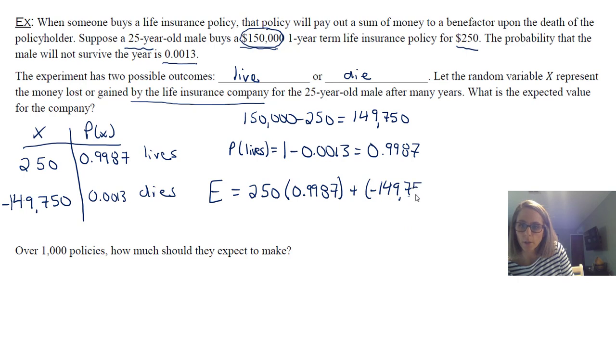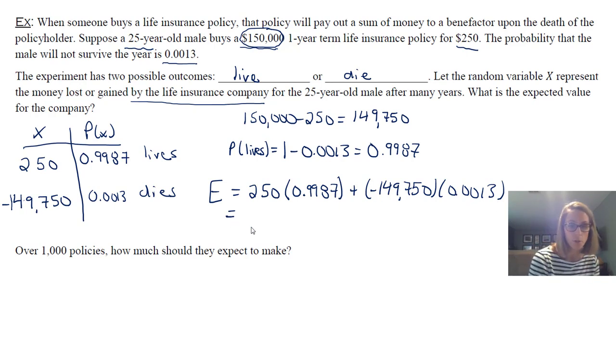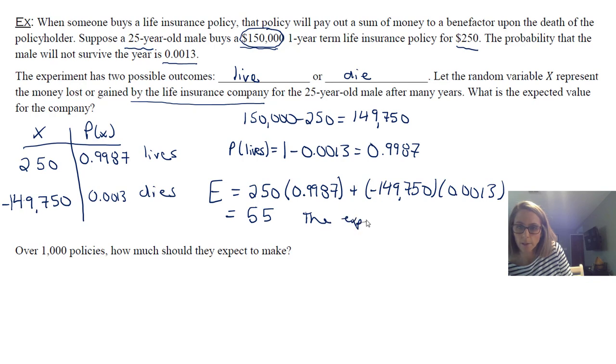Okay, 750 times 0.0013. Now, see if you can multiply that out and get the answer. You can pause it while you do that. And if you did it, you should get 55. So we'd answer our question. The expected value is $55 per policy.